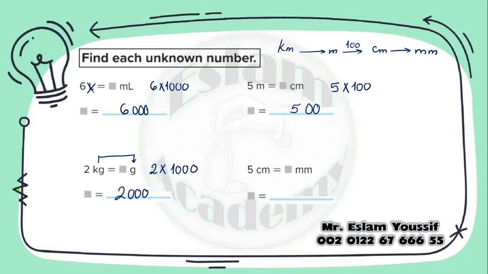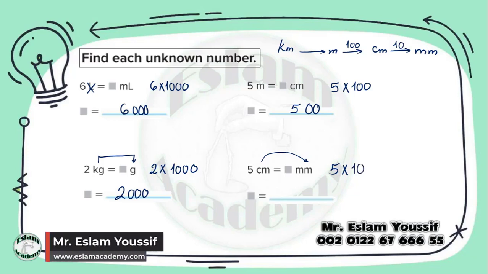5 centimeters equals how many millimeters? Just write 5. Now we convert from the greatest unit to the smallest unit. Once you convert from the greatest to the smallest, you just need to multiply. We know that 1 centimeter is equal to 10 millimeters. So just multiply it by 10. So 5 times 10, the answer will be equal to 50. And that's how we can convert between the metric units.